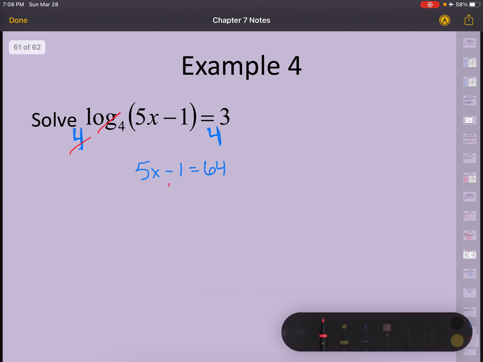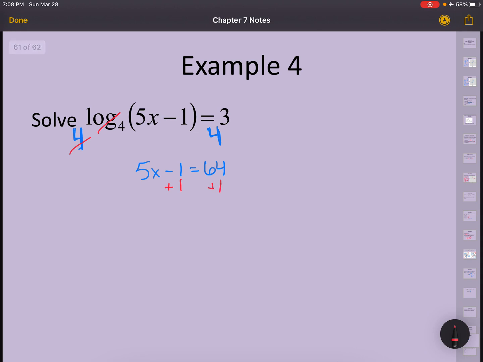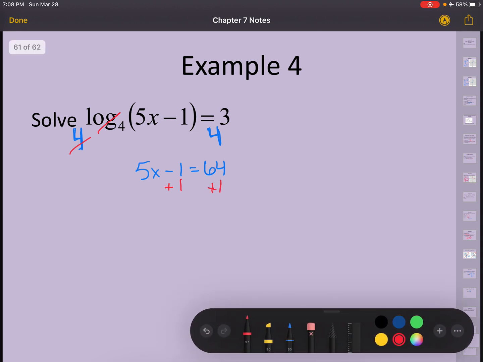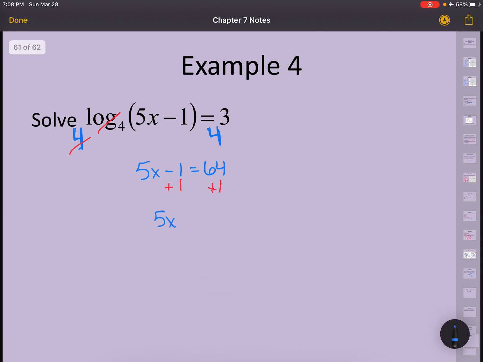Now I can start solving. So plus 1 on both sides. So I got 5x equals 65. Then I can just divide that out there. So x is equal to 13.